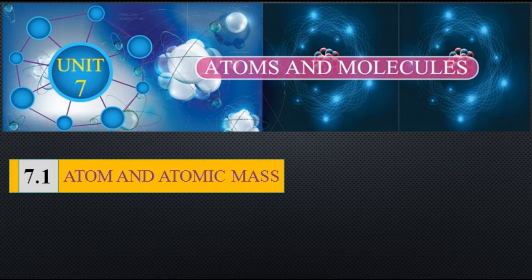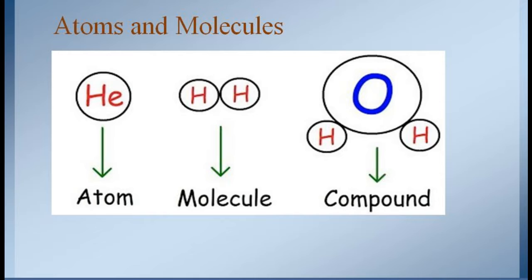Today we are going to see the 10th standard science chemistry lesson, Unit 7: Atoms and Molecules. Before entering into the lesson, we have to know what an atom is and what a molecule is. Here see the examples. The first one is a helium atom. The second one is a hydrogen molecule. What is the difference between these two? He is a single atom, and the molecule contains two hydrogen atoms. So this is the difference. Atoms combine to form a molecule.